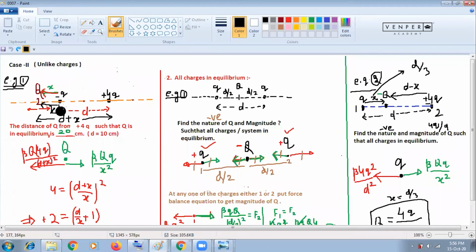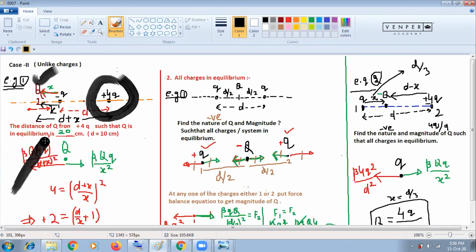Now on plus q, due to plus 4q charge, there is a repulsive force, because both are positive. So it is beta Q times 4q by (d plus x) whole square. If two forces are in opposite directions, they should be equal, and then they will cancel. So we are equating the forces, and beta Qq gets cancelled.